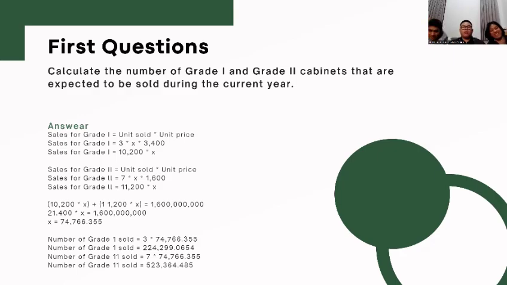74,766.355. So the number of grade 1 sold is 3 multiplied by 74,766.355, and it's equal to 224,299.0654. And grade 2 is 7 times 74,766.355, and it's equal to 523,364.485. That's the first question.